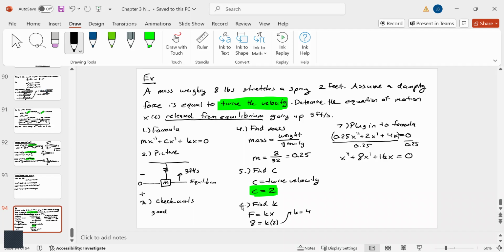It weighs 8 pounds. It stretches 2 feet. So you solve for k, right? So that's all we need to know for solving the differential equation. So now step 8 is solve the differential equation.